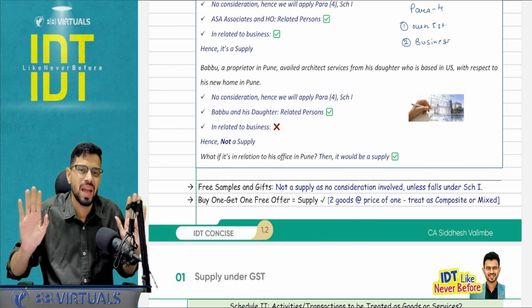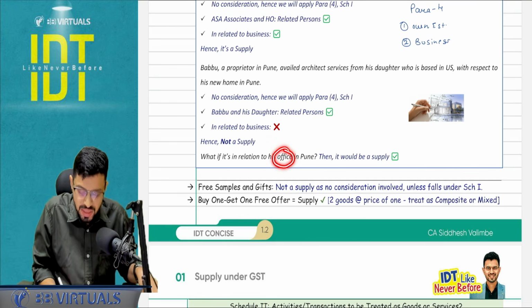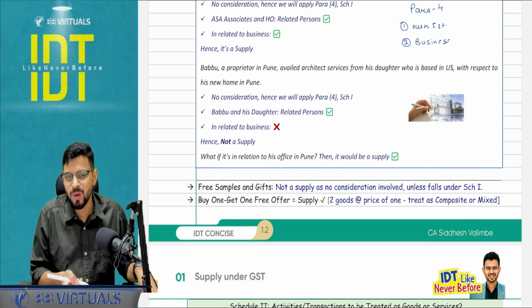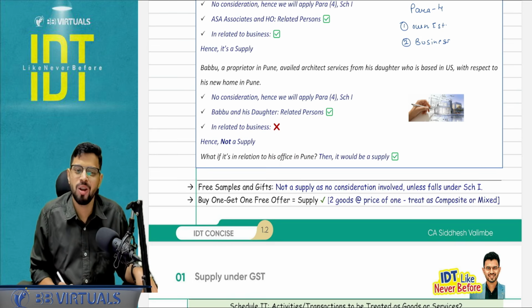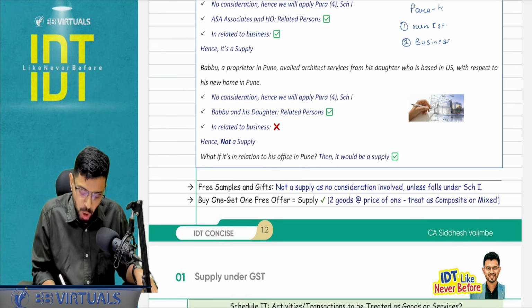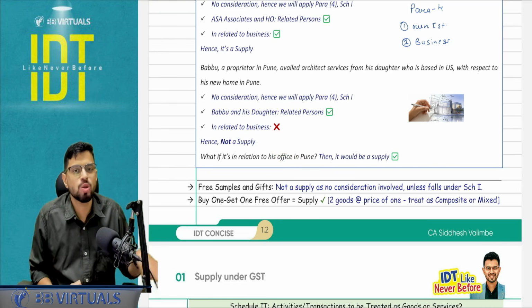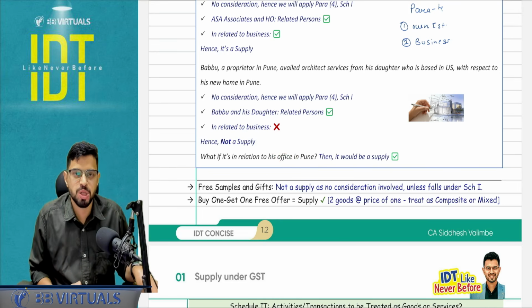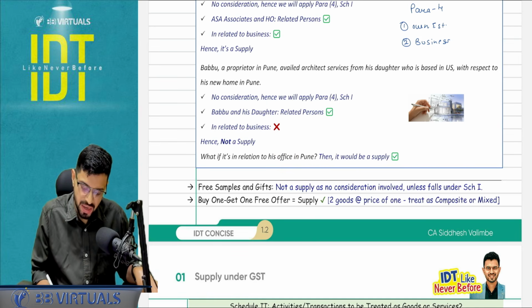And if it is in relation to your office, means it's your commercial. So just because the consideration was not there, we will not leave it from supply. Had you obtained this from someone else who is not your daughter or not your family, they would have charged you. So here we will make it a supply.